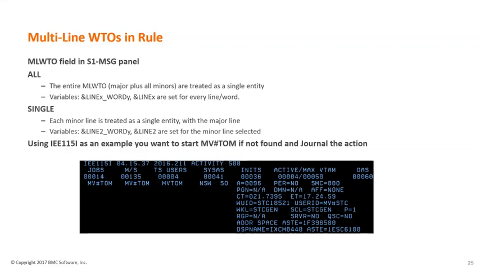So, process multi-line WTOs in a rule. In the selection field, you'll have a couple different things. You can specify all, which says I want you to pull down the entire multi-line message, and then I want you to parse it by line and then within the lines by words. Or you can specify single, which treats all the minor lines as a single object.